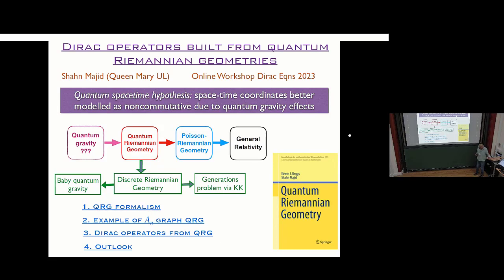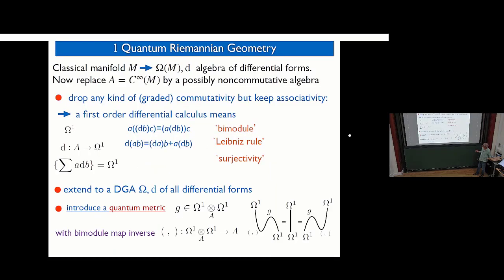Okay, so first one. I'm not sure if anybody needs this, but just in case, on a classical manifold, you've got the exterior algebra of differential forms, where of course A, the algebra, is C-infinity of M. We're going to replace that, obviously, by a non-commutative algebra. So we'll drop any kind of commutativity, but we'll keep associativity.